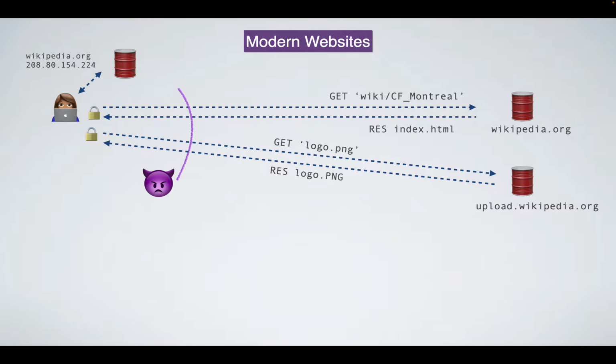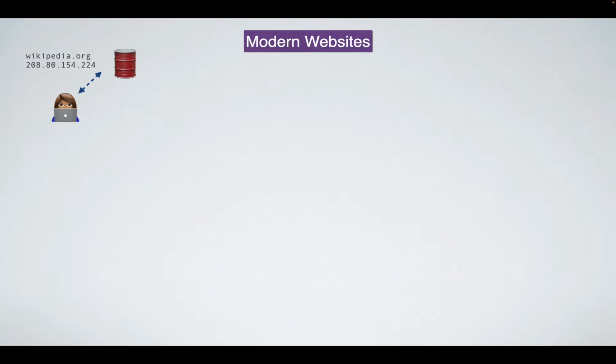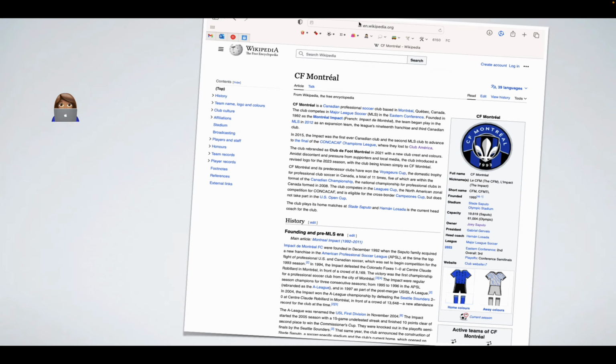But now the browser has to decide, when I show this to the user, should I put the lock here or not? When I put the lock here, it means that this website was encrypted. But what does that really mean? Does it mean that this image, this logo of CF Montreal, was encrypted? Does it mean every single picture was encrypted? The JavaScript that's running, was it encrypted? Or does it mean some of it was encrypted? Does it mean the first thing that got downloaded was encrypted, but the rest maybe was, maybe wasn't?